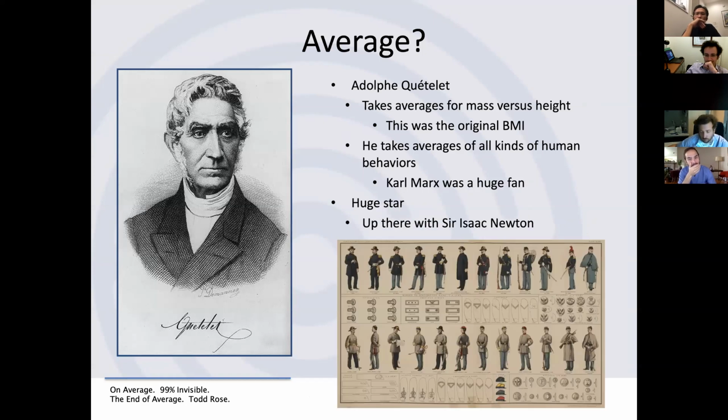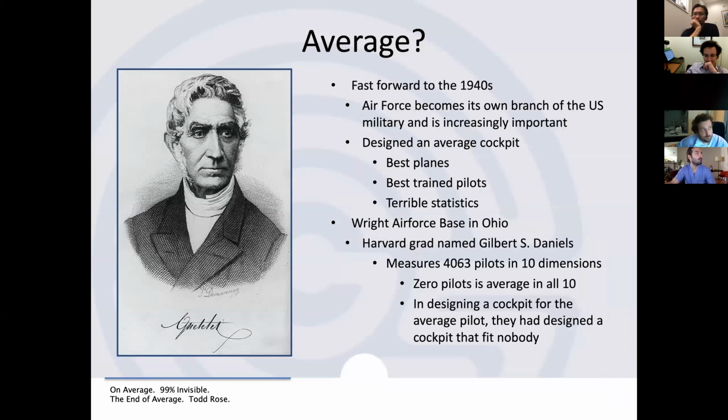This ends up getting applied to the military by Abraham Lincoln during the Civil War. In fact, he makes uniforms for soldiers that come in small, medium, and large, the first time that small, medium, and large clothing was made for the Union soldiers. Just one more slide on this. Fast forward to the 1940s, the Air Force becomes its own branch of the US military and is increasingly important. They designed an average cockpit measuring thousands of pilots. They had the best planes and the best trained pilots, and their statistics were terrible.